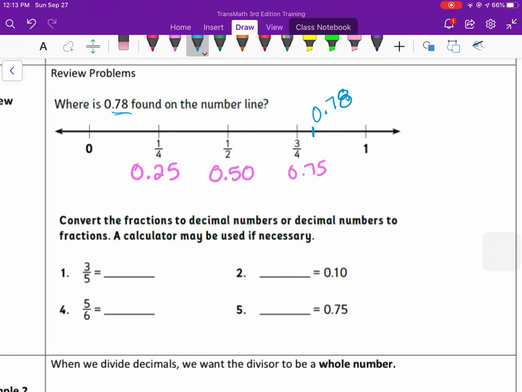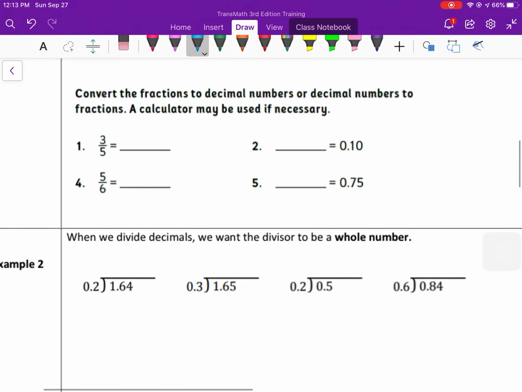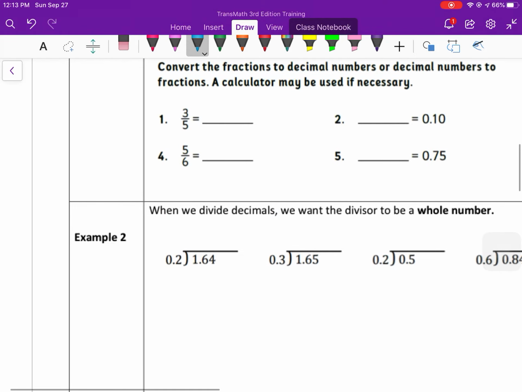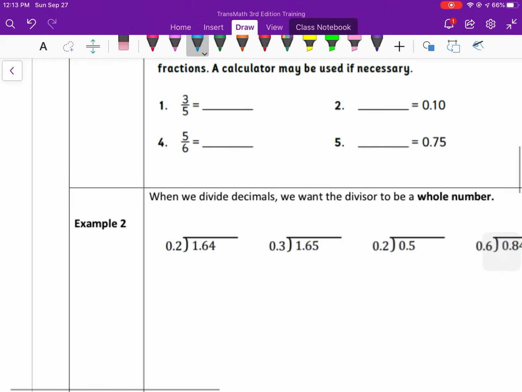Convert the fractions to decimal numbers or decimal numbers to fractions. A calculator may be used if necessary. So 3/5. Remember how we do this? We would take 3 divided by 5.